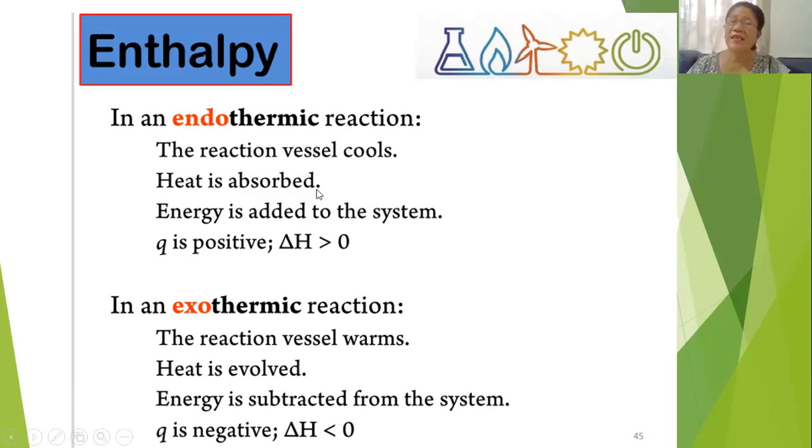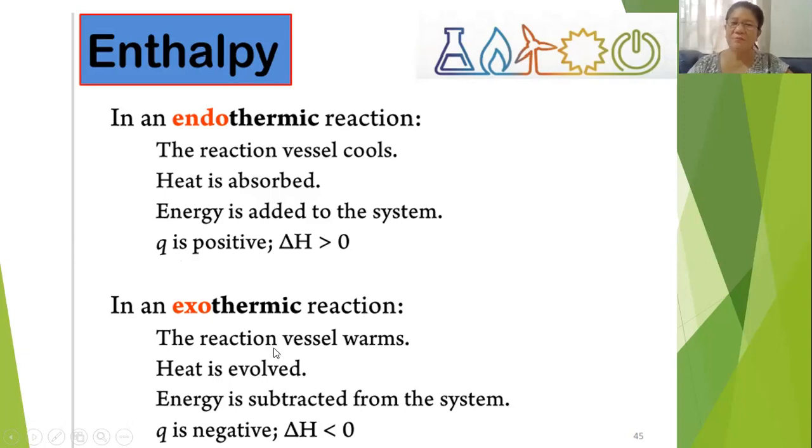Okay. Heat is absorbed. So what happened is, on the outside, when you touch it, it feels cold. What does it mean by this? Energy is added to the system. If energy is added to the system, what will happen to your heat or Q? Always remember, if it is endothermic, your Q is positive and your enthalpy is greater than zero, meaning you have a positive value of your delta H.